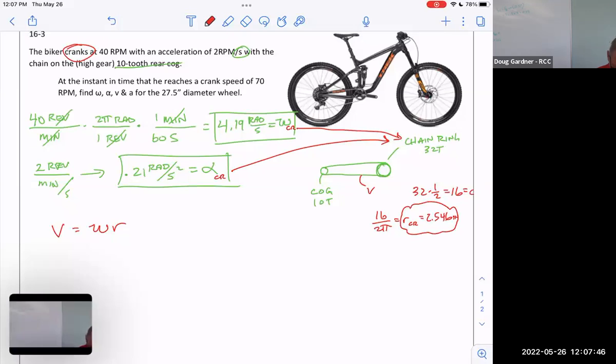So if I go over here and I say, hey, I know how fast this thing is rotating. It's rotating at 4.19 radians per second. And I know what the radius of it is. It's 2.546. Again, I'm going to write this in radians. Just look at the units. It's radians per second times inches, so that'd be inch radians per second. But remember, radians really aren't a unit. So you have inches per second. So I actually get the velocity of the chain as roughly 14 inches a second.